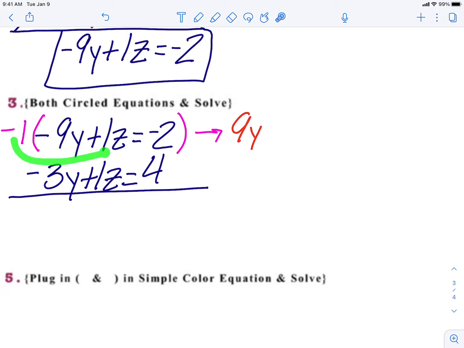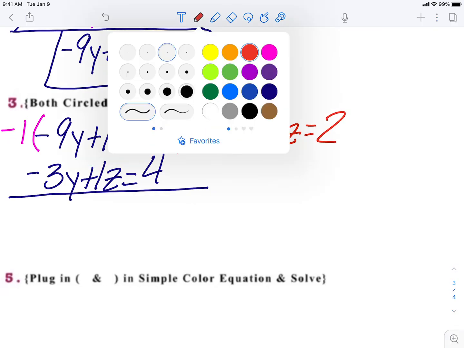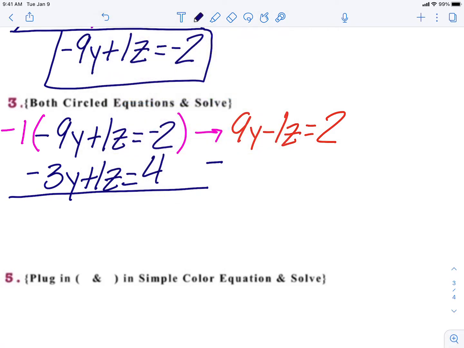Negative 1 times positive 1z is a negative 1z. And negative 1 times negative 2 is equal to a positive 2. Now, this second equation, it's already there. I'm just going to copy it over. Negative 3y plus 1z is equal to 4.